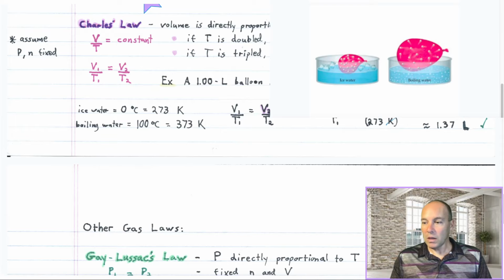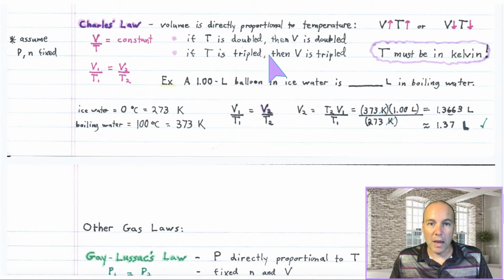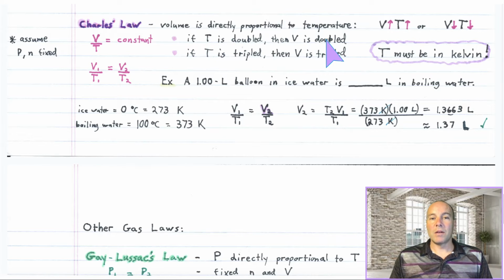So if you, again, double the temperature, then the volume would double. Now, suppose we do have a 1 liter balloon in ice water. Then how many liters is it in boiling water? So let's solve that balloon problem. You got a 1 liter balloon in ice water. How many liters is it in boiling water?